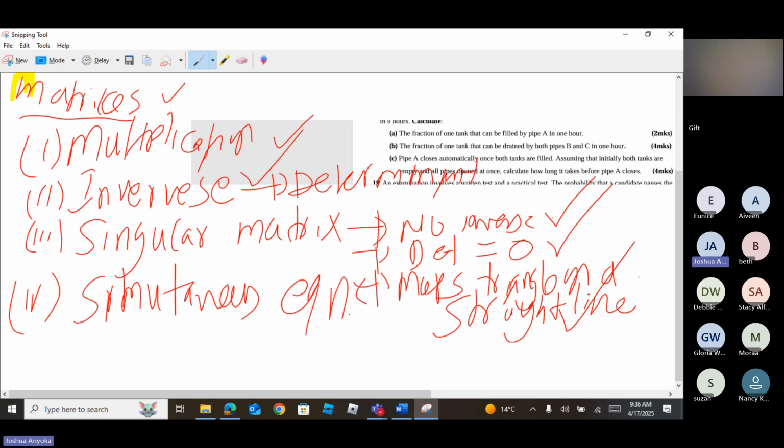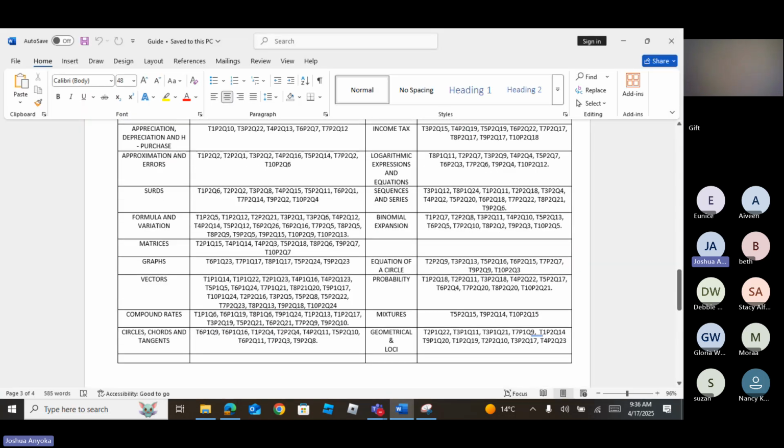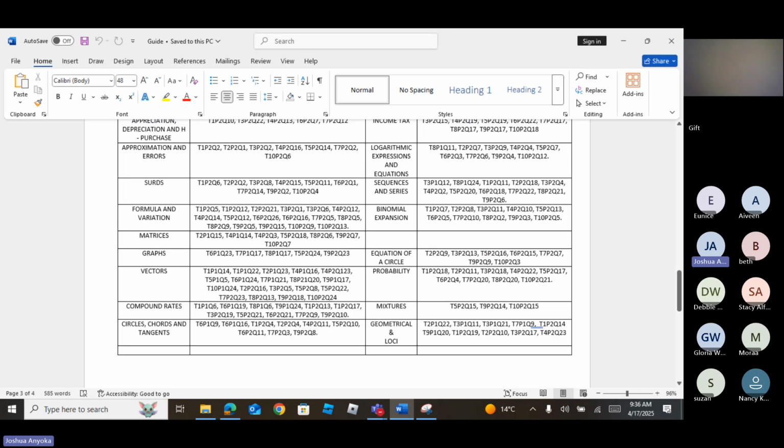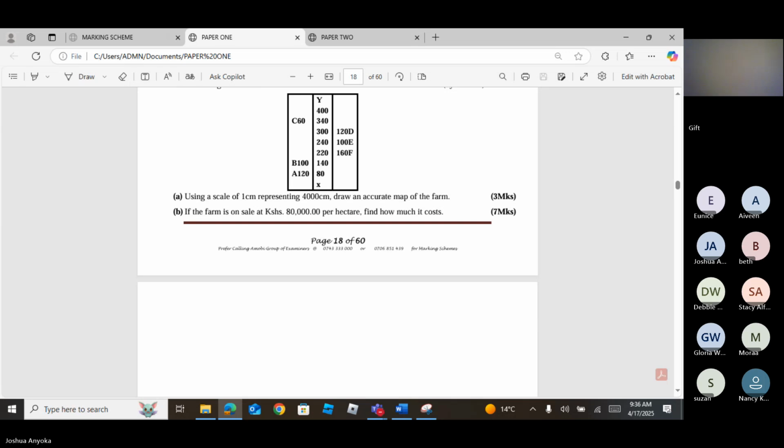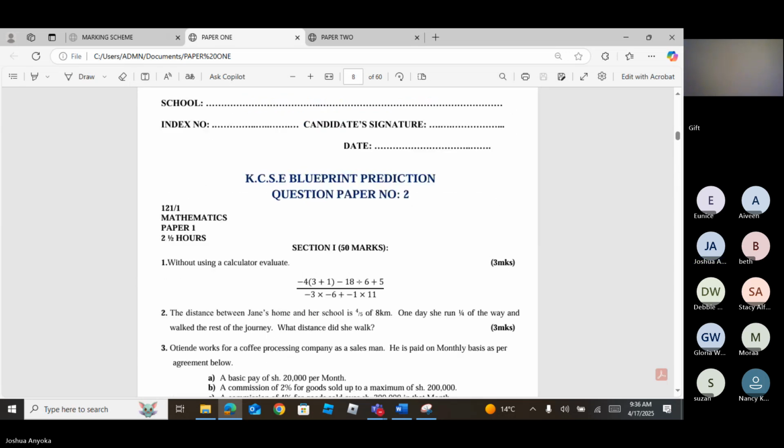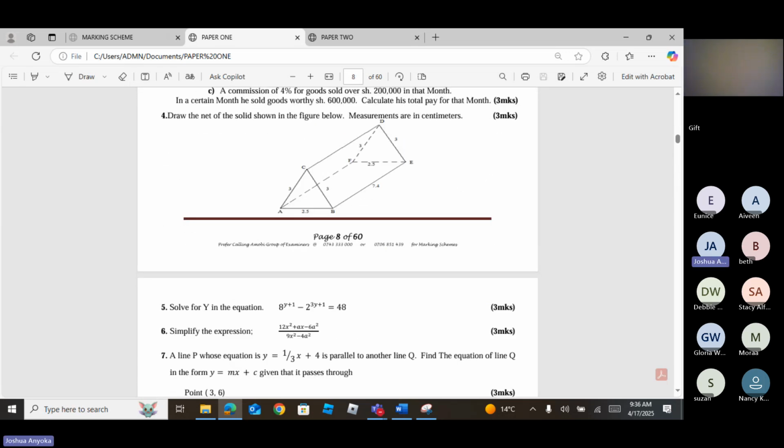Simultaneous equations using the matrix method. Let's go and work out one example on matrices. We have Trial 2, Paper 1, Question 15.